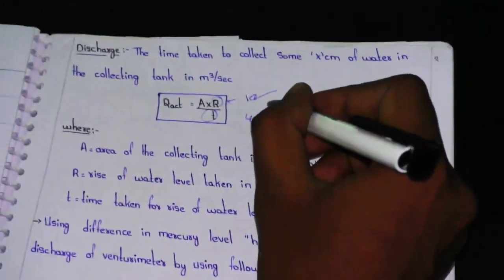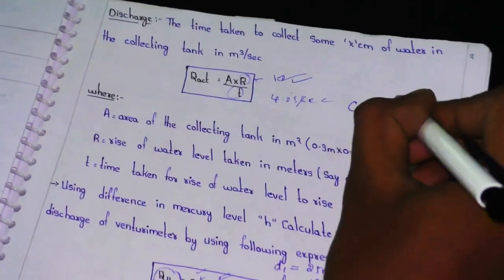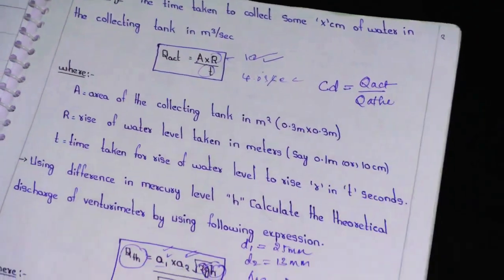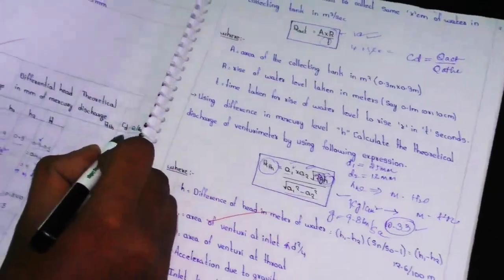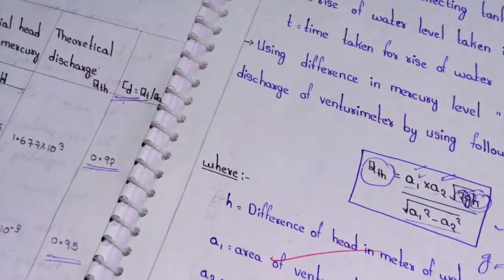Actual discharge can be found using this formula, and CD can be found using Q actual by Q theoretical, right? So using this formula, if you calculate the values, the coefficient of discharge CD is around 0.92 and 0.95.